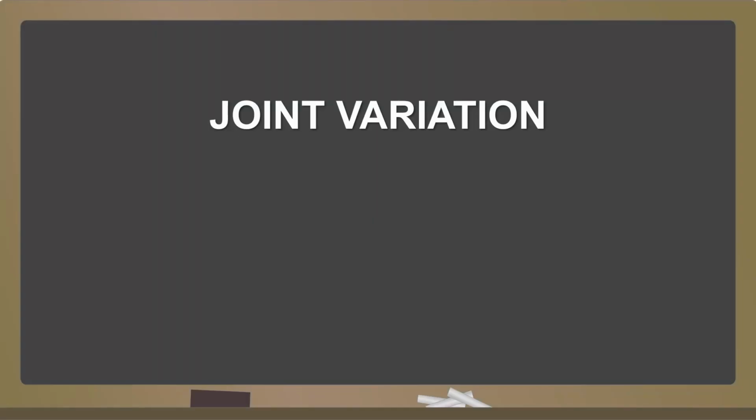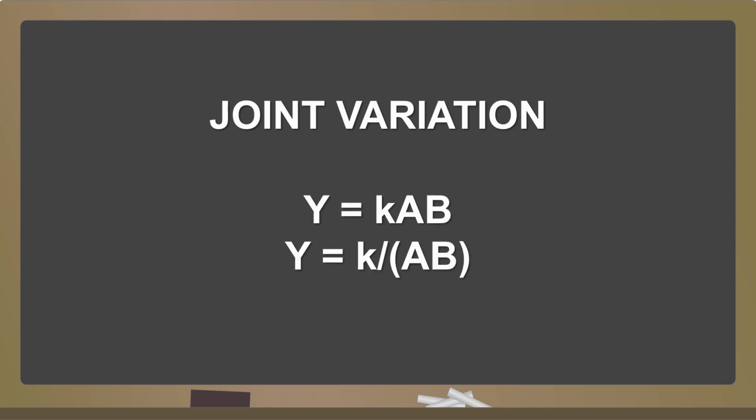In joint variation, we have to be very careful in understanding the problem. The dependent variable can depend on more than one direct variable, or more than one inverse variable, or a combination of direct and inverse variables. So in terms of equations, joint variations can be expressed as y is equal to kab, or y is equal to k divided by a and b, or y is equal to k times a divided by b, where y is the dependent variable, k is the constant, and a and b are independent variables.